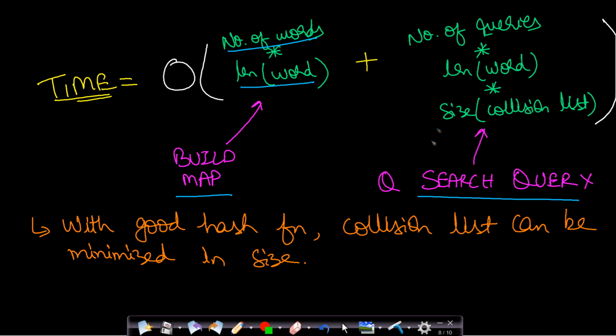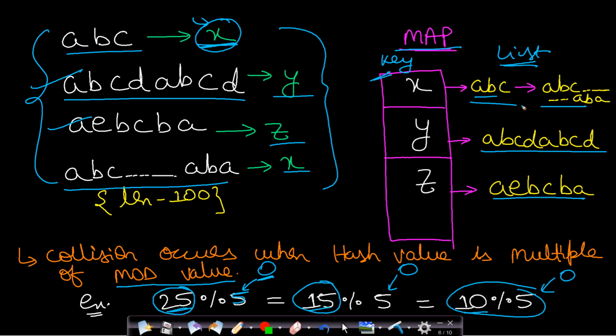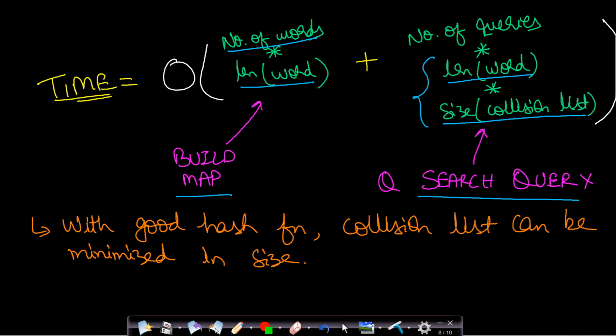So what will be the time? It will be equal to the number of queries, and for each query the time taken will be the length of the word multiplied by the size of the collision list. So in your map, this is basically a collision list. In this case, this is storing 2 strings since they are pointing to the same key value. This is the same hash value. Therefore, we should use a better hash function. With a good hash function, the collision list can be minimized in size, okay. So this is the technique of hashing.